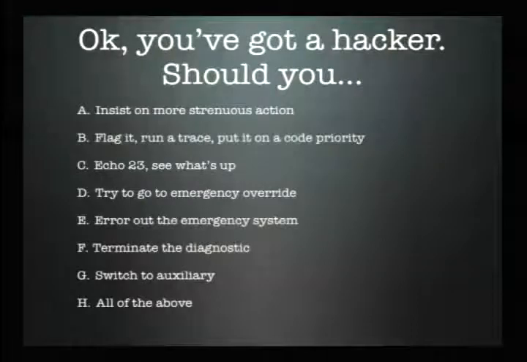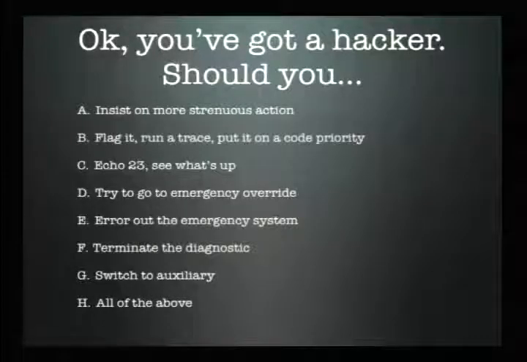Multiple choice. You've got a hacker. Should you A, insist on more strenuous action? B, flag it, run a trace, put it on a code priority? C, echo 23 to see what's up? D, try to go to emergency override? E, error out the emergency system? F, terminate the diagnostic? G, switch to auxiliary? Or H, all of the above?